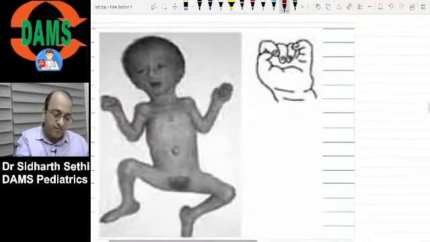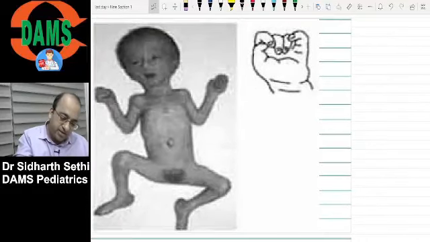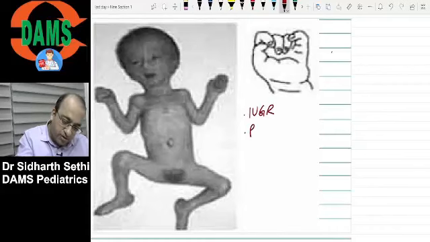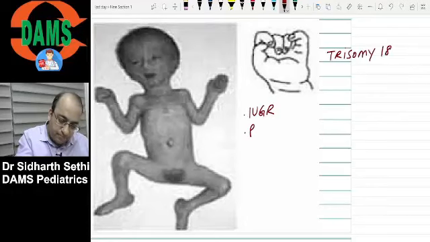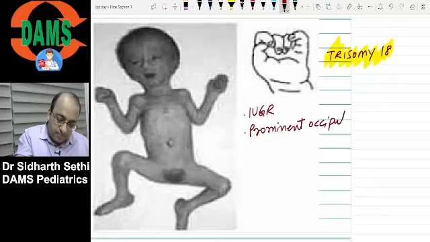Now these children, all of you, as you can see on the screen, are born IUGR. They have a prominent occiput and overlapping of fingers. Overlapping of fingers is classic in Edward syndrome.